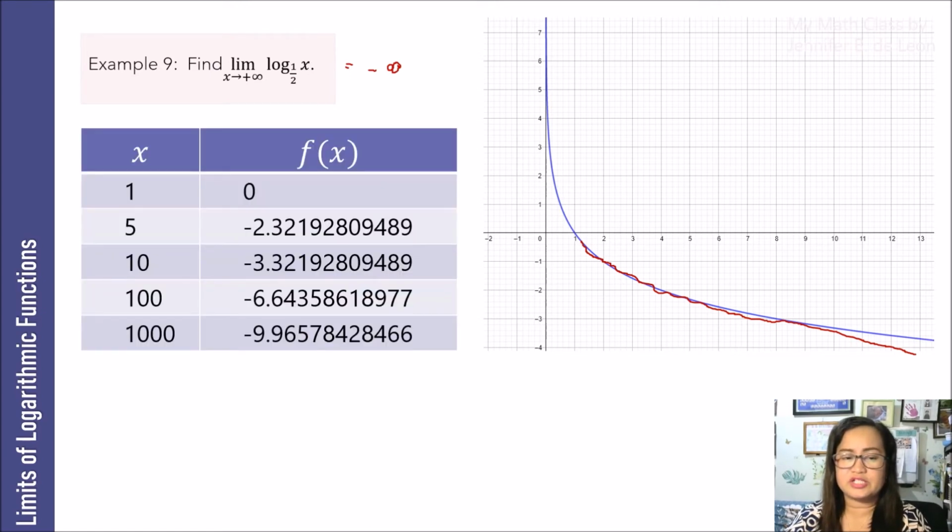So let's use a table. As you can see, the trend here is that as the value of x increases, the value of f of x decreases. Therefore, we can say that the answer to this is negative infinity.